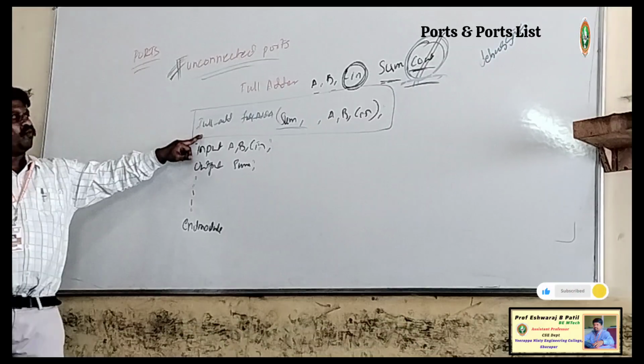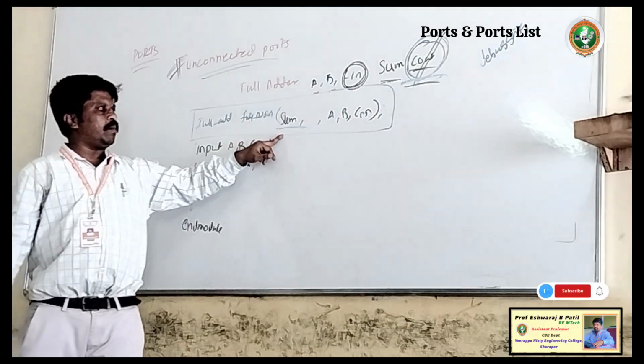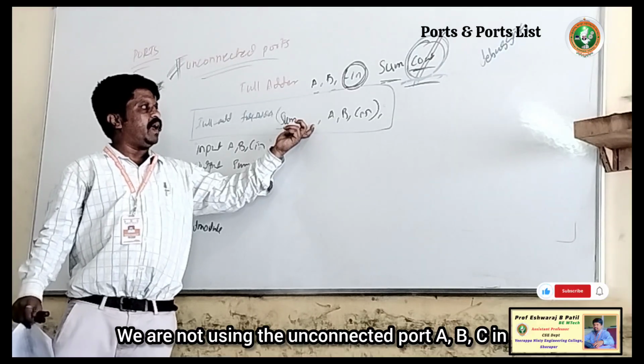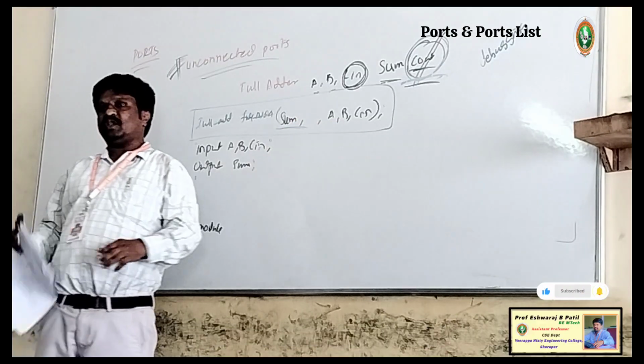Just copy this one: full adder with the instantiation name, sum. We have to give the space here. It's not connected. We are not using the unconnected port. A, B, C in. Just copy this one.